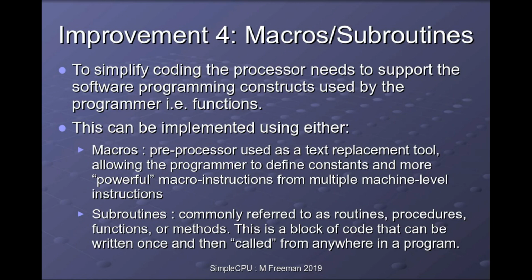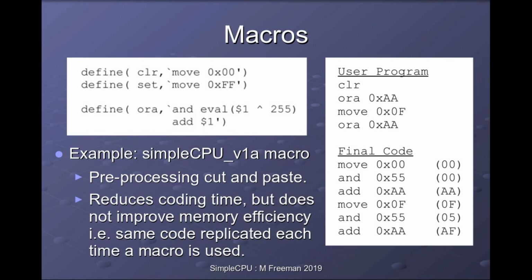So a subroutine is a write once, use many times programming structure. To give some examples of what we have been doing with macros with the simple CPU1A processor, here's some macros. And we can see how we can use a macro to implement a bitwise OR instruction. As always, within a macro, we define the macro's name and the text we want it to be replaced with, but we can also implement some pre-processing to modify the parameters passed to our instructions.